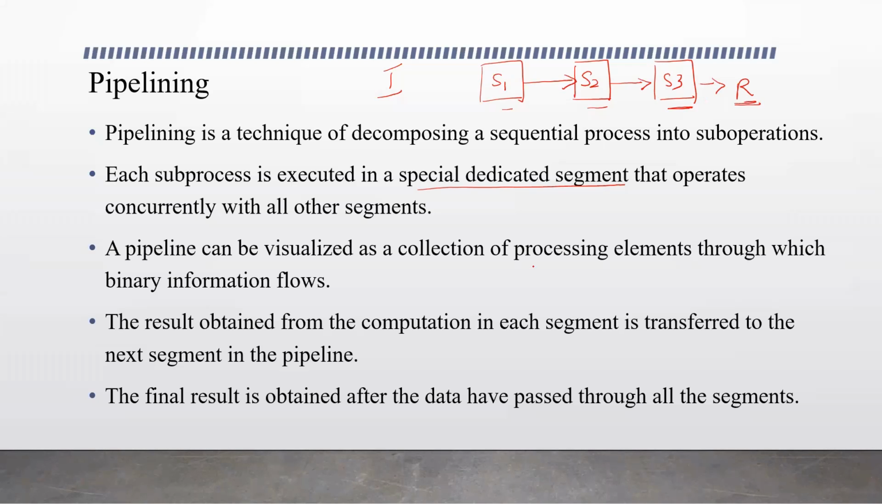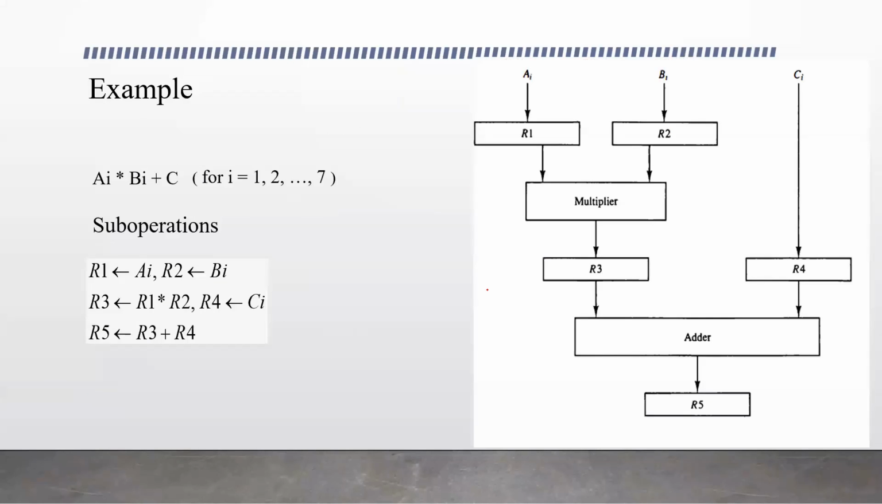So the pipeline can be visualized as a collection of processing elements through which binary information flows. The result obtained from the computation in each segment is transferred to the next segment in the pipeline. This is a pipeline through which the information flows between the segments, that performs the sub operations parallelly. That is why it is called pipelining. The final result is obtained after the data have passed through all the segments. This way, pipelining supports parallel processing. And here is an example of an arithmetic operation, Ai * Bi + Ci. The operation here is multiplying Ai and Bi and adding this result to Ci for i equal to 1 to 7.